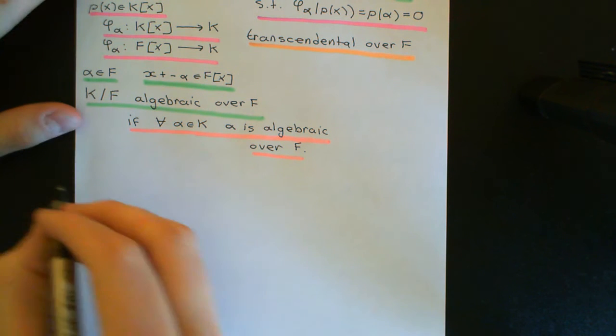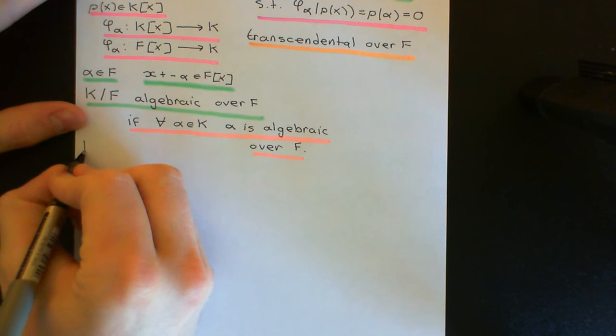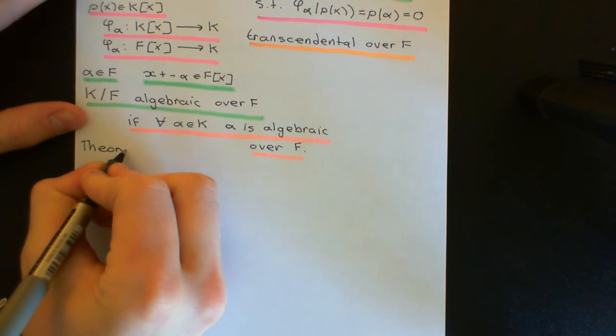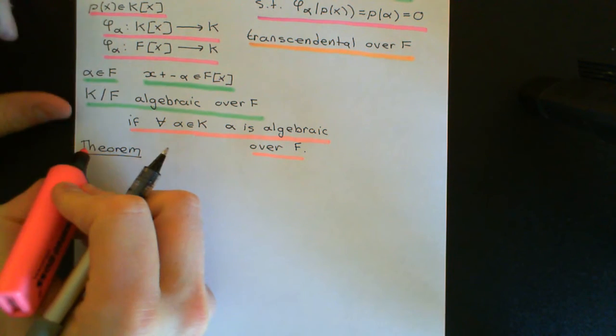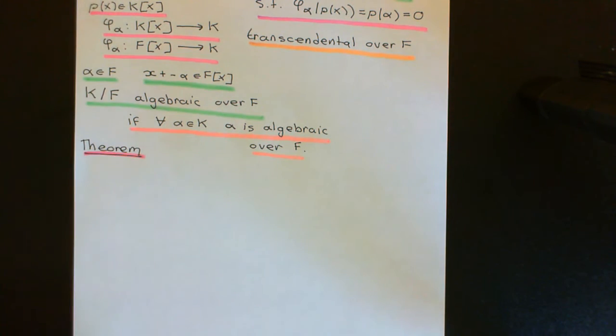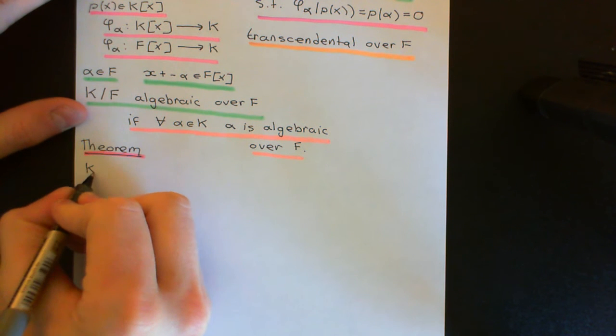Okay, right. So let's put this here. So this is an important theorem. Okay, so theorem number 1, if you like. So I'll just underline that in pink. Okay, right. So what we're going to say then is K is going to be some field extension of F.